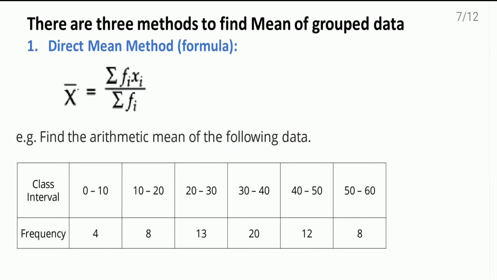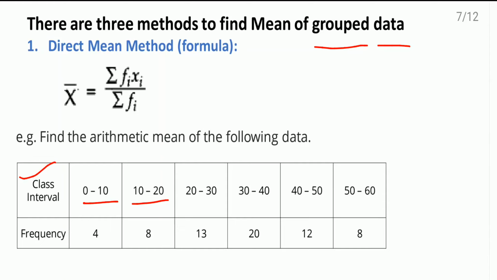There are three methods to find mean of grouped data. See here. Now already I told you two methods to find out mean of ungrouped data. Now our data will be grouped. That means data is distributed in the form of groups. See here in the table, 0 to 10 is one group, 10 to 20 is another group. These groups are also called class intervals.